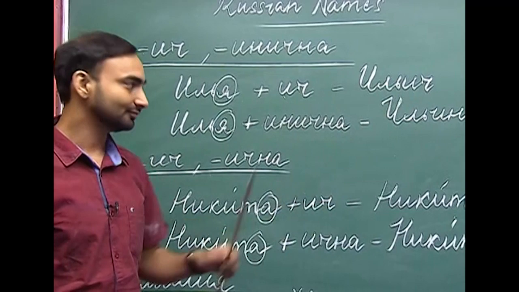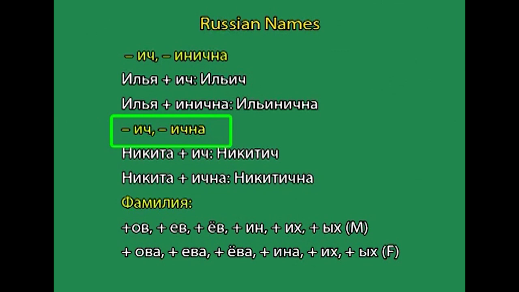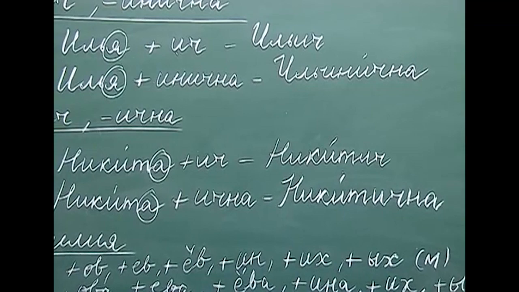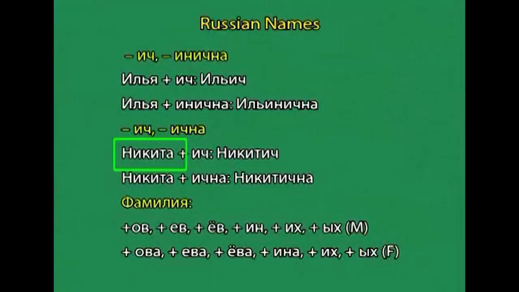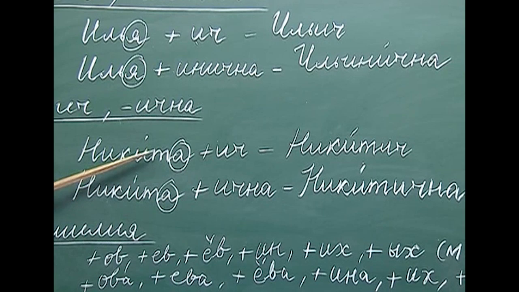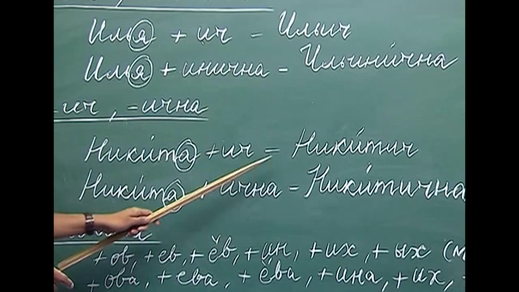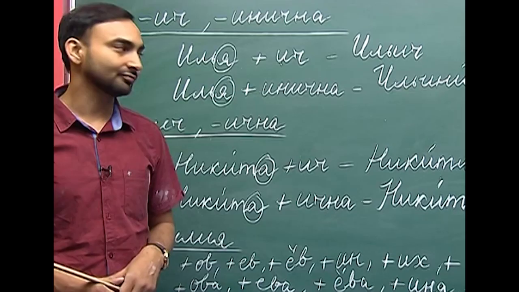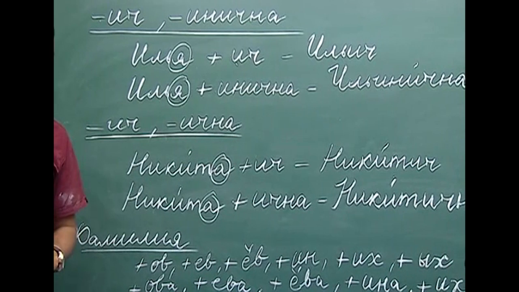The next set of suffixes are -ich and -ichna. So, where do we use these suffixes? If a first name ends with a, for example, Nikita. Nikita ends with a. So, in this case, we will use this set of suffixes. Nikita plus -ich, Nikitich. Nikitich is a masculine patronymic, and Nikita plus -ichna, Nikitichna. Nikitichna is the feminine patronymic. So, these were the suffixes that are used to form the patronymic from the first name.